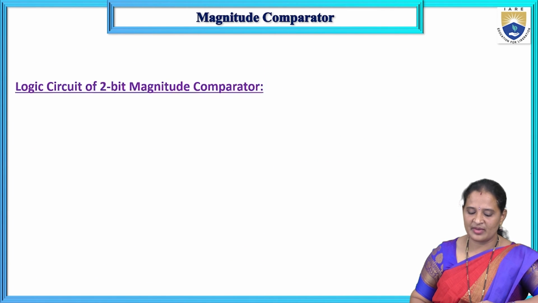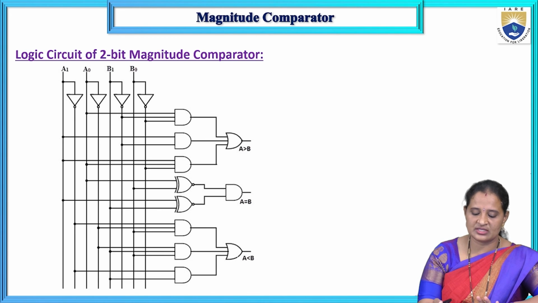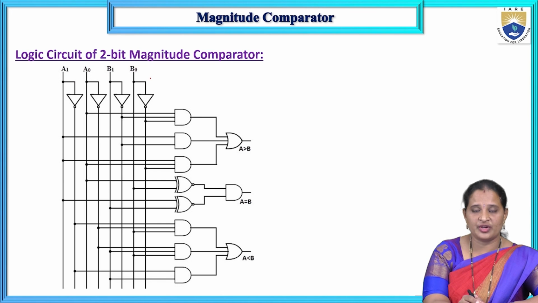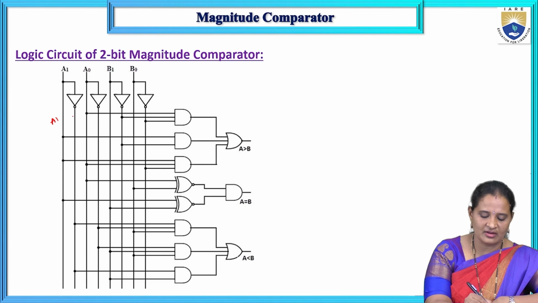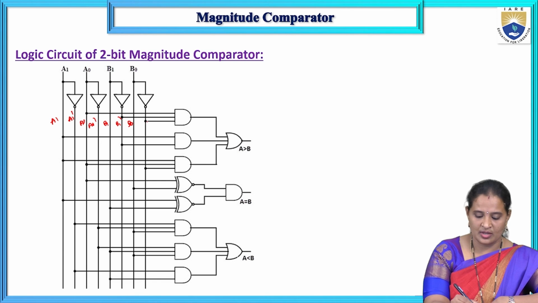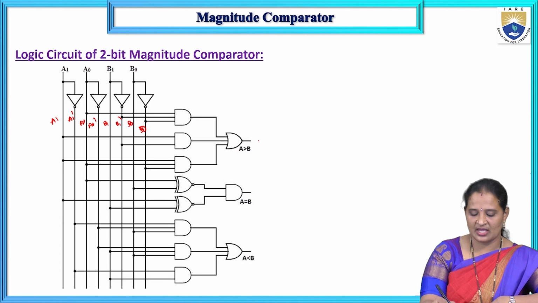Finally, I can implement the Boolean logic circuit based on that Boolean function. So this is the magnitude comparator expression. I have taken all the 4 inputs and their complements here. So this line indicates A1 and this line indicates A1 complement. Similarly, A0, A0 complement, B1, B1 complement, B0, B0 complement. Right? So just provide the connections to all the AND gates. So this is A greater than B, A equal to B, and A less than B.